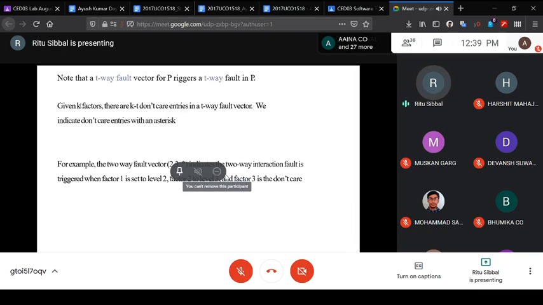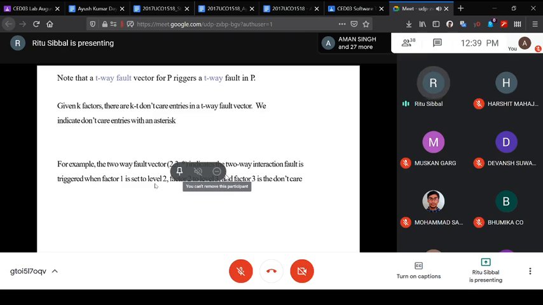So if suppose there are X, Y, Z 3 factors or 3 variables और हम two-way interaction find कर रहे हैं, तो हमारी 3 minus 2 1, एक एंट्री जो Z की है वो don't care हो गई, और ये जो है levels हैं. So this is one run, and that run, it is a fault vector. Basically, it is also a run, and it is that run which produces a fault, a two-way interaction fault.